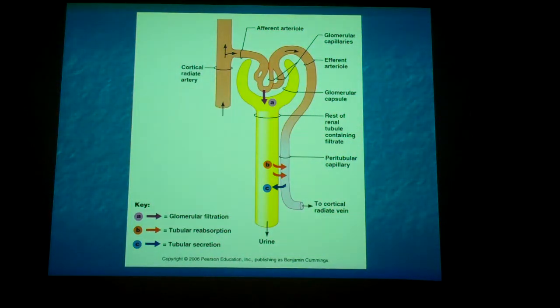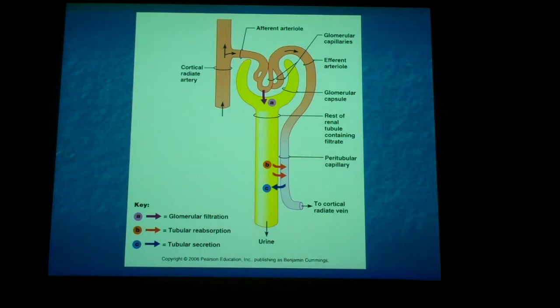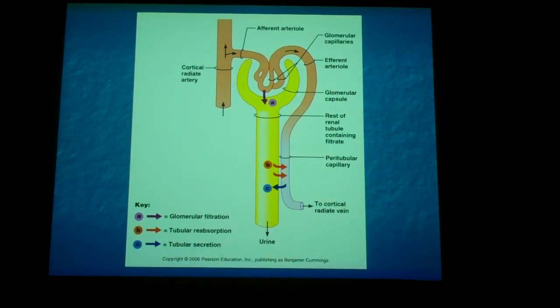All right, so let's take this in sequence now. The first thing that's going to happen is filtration, and that's going to happen in the renal corpuscle. So up here in our general diagram, filtration is happening up here. In our little key, A is filtration. Here is an interlobular artery, an afferent arteriole, glomerulus, efferent arteriole. Here is the capsule, and here's the subcapsular space.